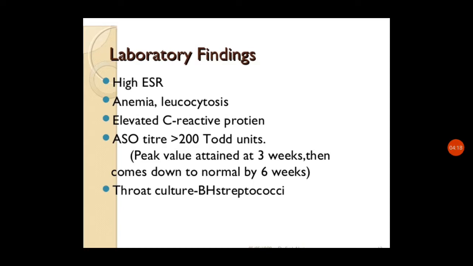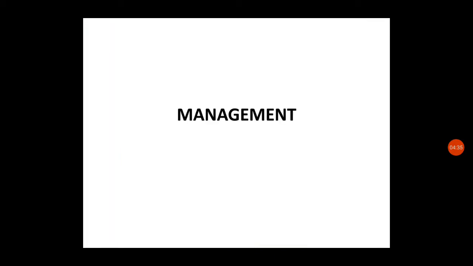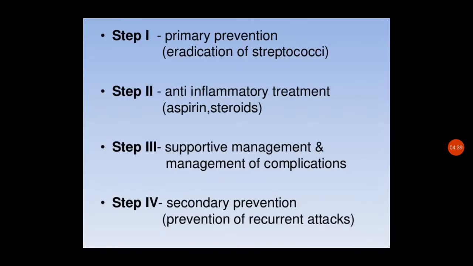We already discussed the same laboratory findings, like high ESR, anemia, leukocytosis, elevated C-reactive protein, ASO titer will be elevated, and throat culture will give a positive sign of streptococcal infection. So next we can see the management of rheumatic fever. Usually management is done in 4 steps.